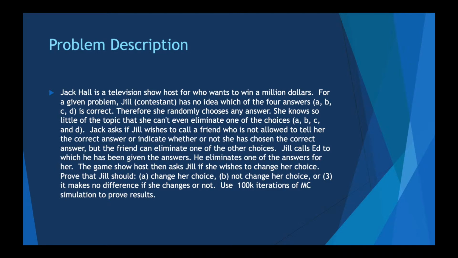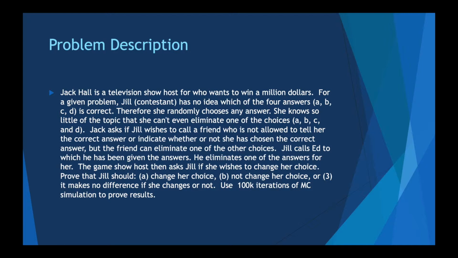Description of this discrete event simulation problem. I had to put the entire thing in there, or else it wouldn't make sense to put parts of it. So, Jack Hall is a television show host who wants to win $1 million. For a given problem, Jill, the contestant, has no idea which of the four answers A, B, C, D is correct. Therefore, she randomly chooses any answer. She knows so little of the topic that she can't even eliminate one of the choices.